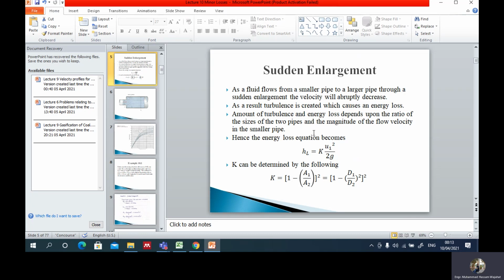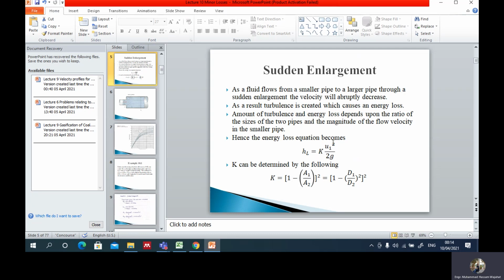Hence the energy loss equation, the original energy loss equation, HL is equal to K U square upon 2G. It was U square upon 2G. It becomes nothing but U1 square upon 2G. Why did I mention U1 square? Because it is the smaller pipe which is determining the energy losses.